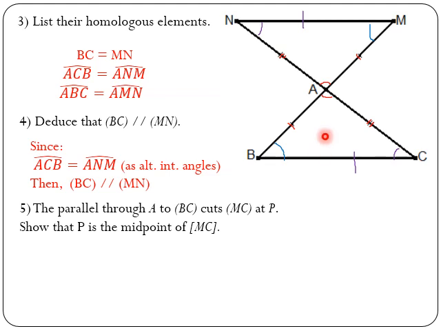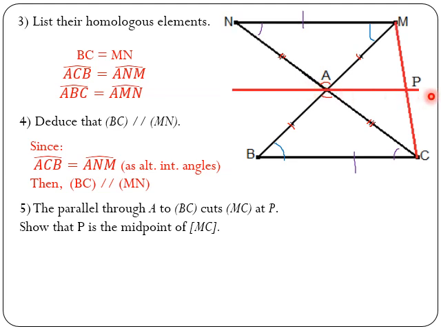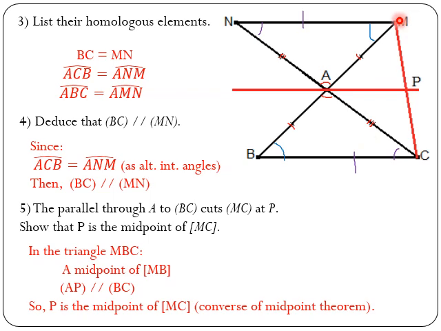Now, the parallel through A to BC, this is BC, the parallel drawn from A parallel to BC here, cuts MC at P. It means that I have to join M and C. They intersect at point P. How to prove that P is midpoint of MC? Listen, they told me the parallel through A. I mean, I can use AP is parallel to BC. I'm talking about a triangle here, NMC for example, or MBC. Both of them should be correct. If I take MBC, A is midpoint of MB and AP is parallel to BC, then by converse of midpoint theorem, P is midpoint of MC.